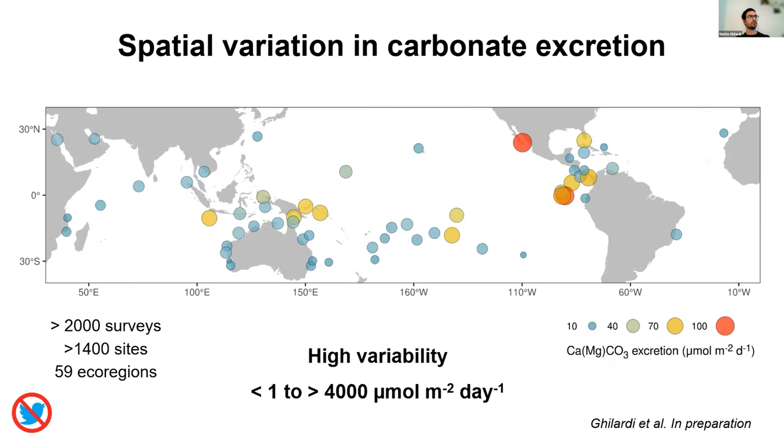The map here shows the average estimated carbonate excretion for simplicity. And we found very high variability in carbonate excretion, from less than 1 to over 4,000 micromoles per square meter per day. And this mainly reflects the variability in fish biomass, with the highest carbonate excretion being where there is very high productivity, such as in the tropical Eastern Pacific.